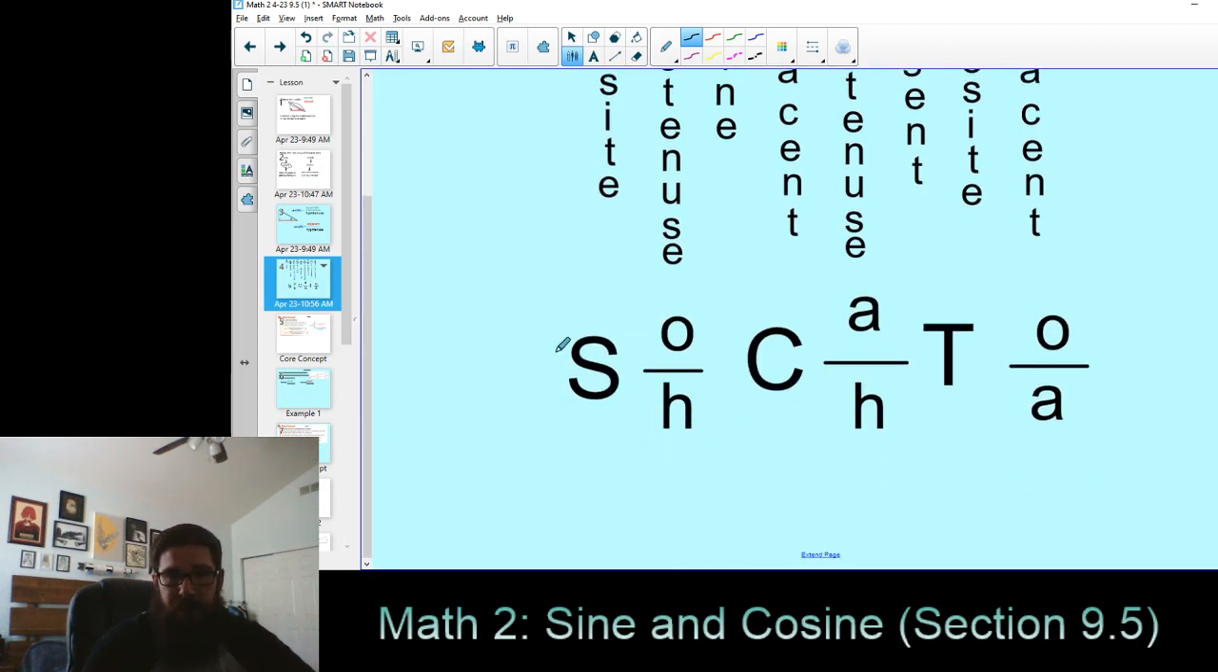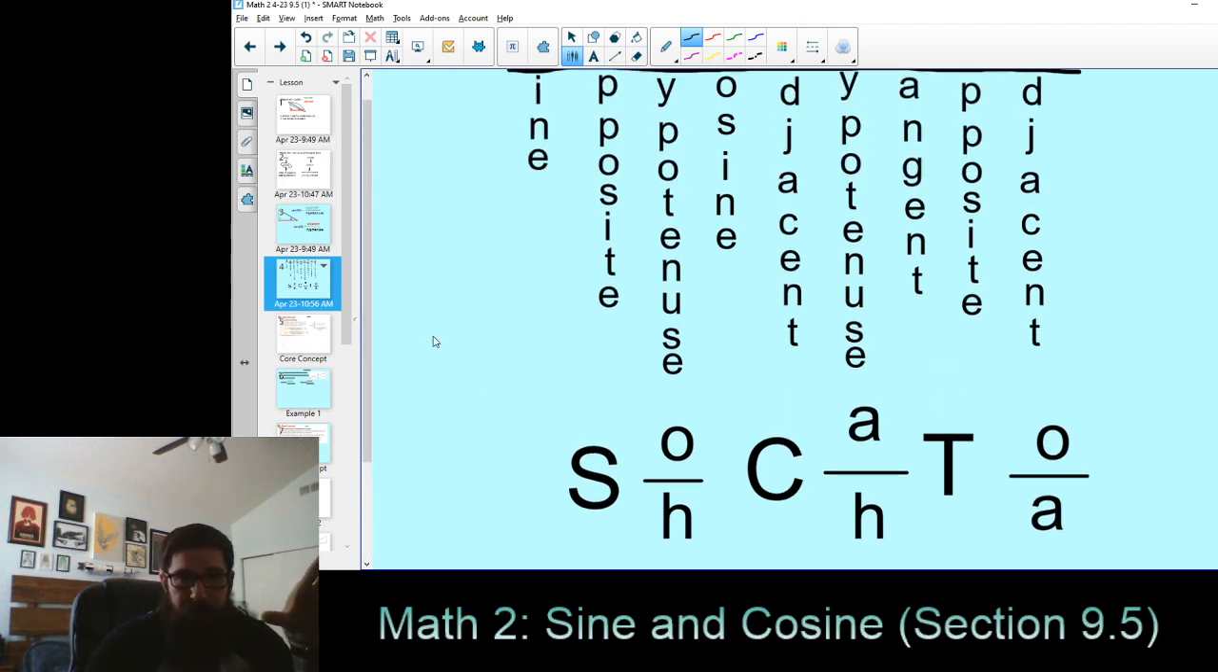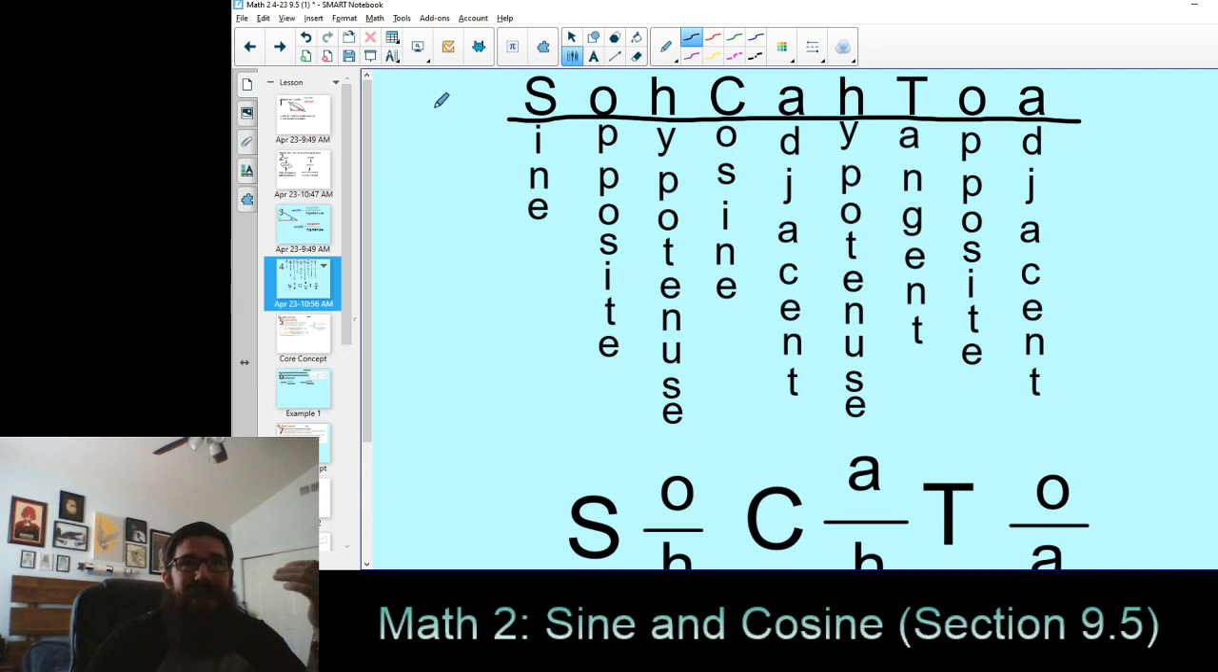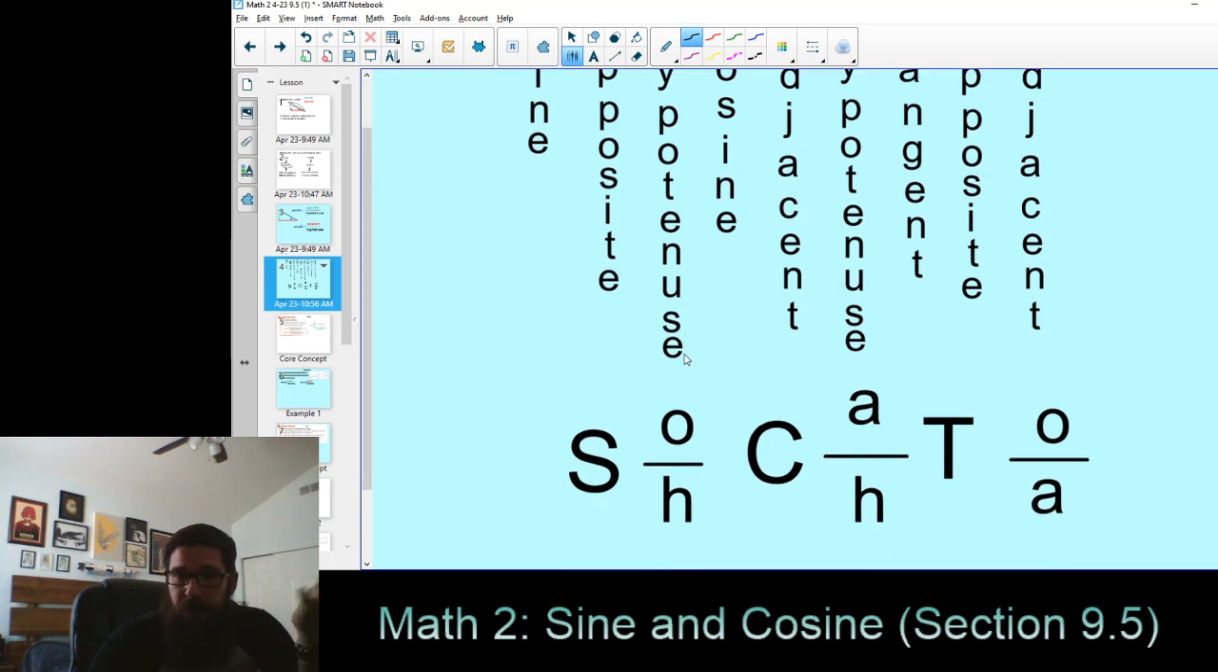I do my SOHCAHTOA where I'm stacking the opposite and hypotenuse for sine. I'm stacking adjacent and hypotenuse for cosine. And I'm stacking opposite over adjacent for tangent to show that these are fractions. Okay? Again, this is a pretty common mnemonic device, something that can help your brain remember these pieces. If you already know these or can commit this whole thing to memory, great. You don't need to worry about this. But there it is if you want it.